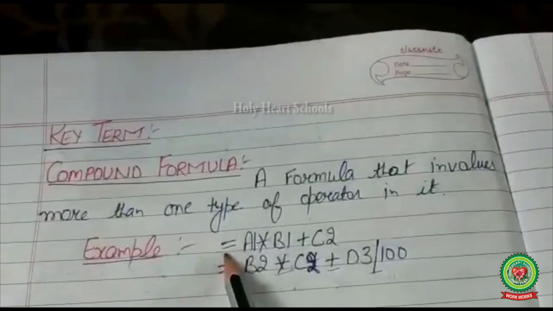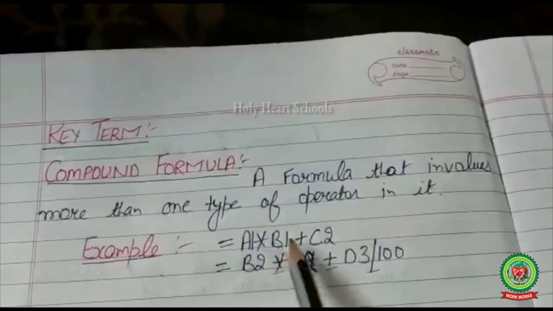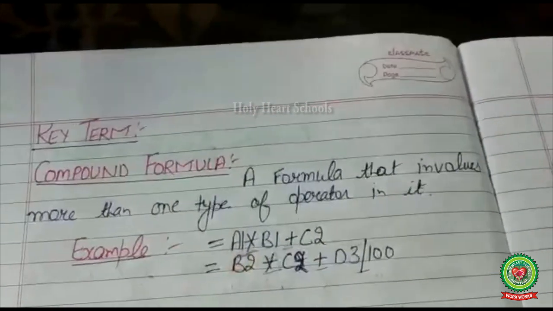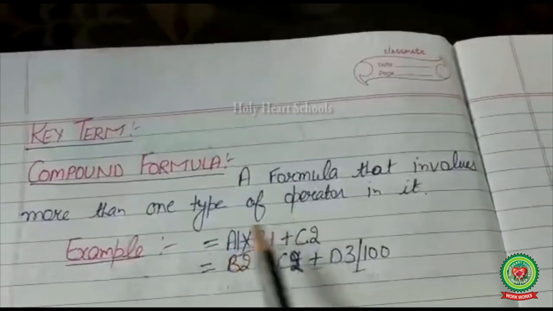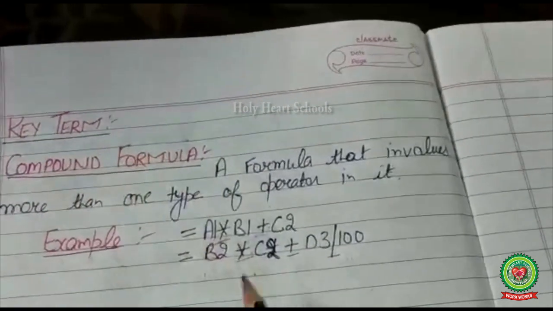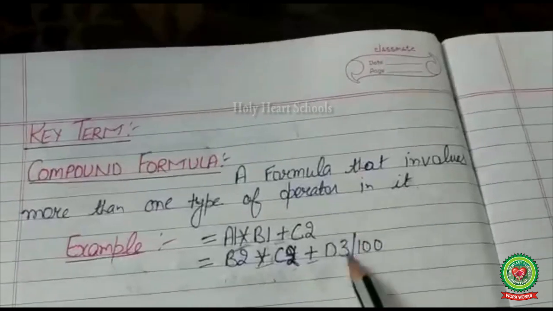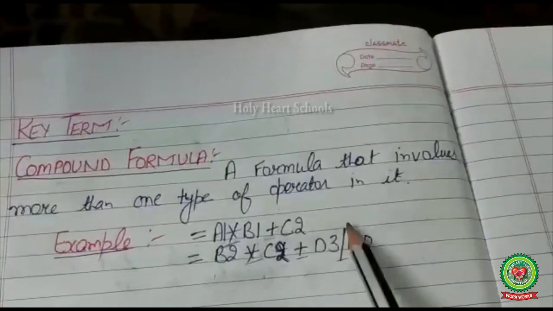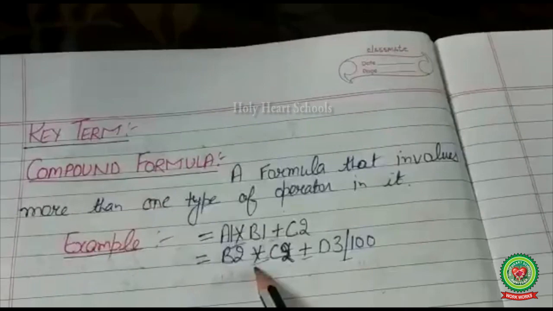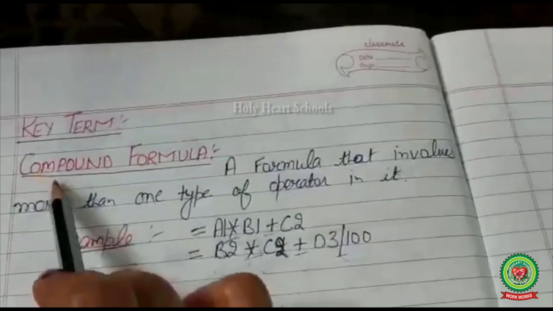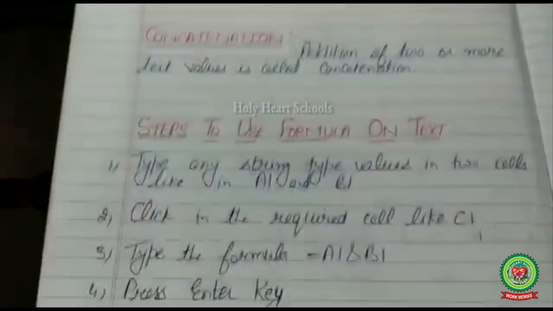Like see the example. In this example, I have used equal to A1 into B1 plus C2. I have used the multiply symbol and plus symbol. I use two types of operators, so it becomes a compound formula. Here I have used B2 into C2 plus D3 slash 100. Slash means the division sign. I use multiplication symbol, plus symbol and division symbol. I use three operators, so it is a compound formula. How to do the compound formula? I will let you know.